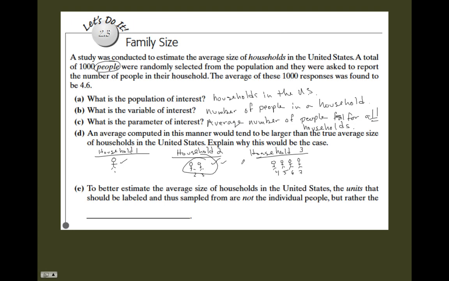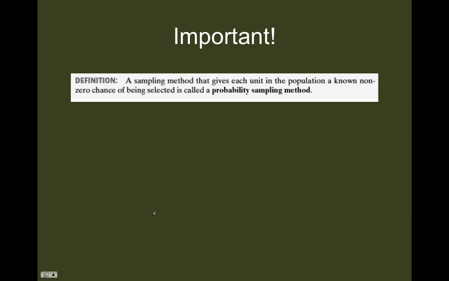So a better way to estimate the average size would be to sample households rather than individual people. So again, when we are designing our sampling, or thinking about our sampling design, we have to really think about what our variable is and what sampling methodology is going to give us the most representative sample.